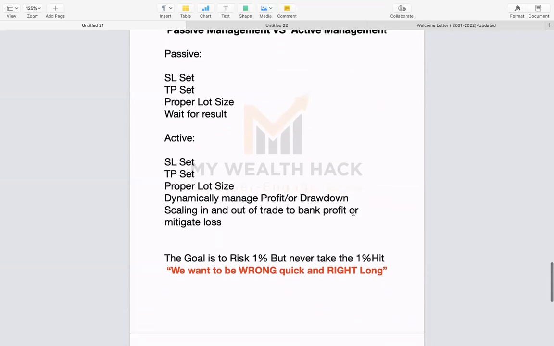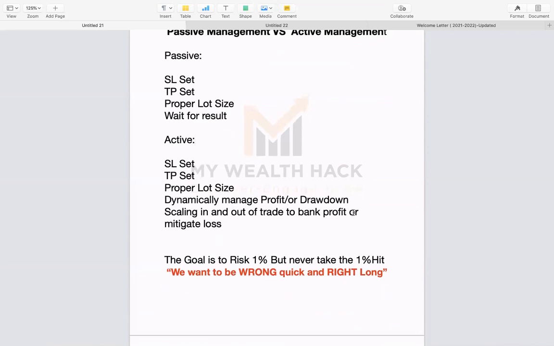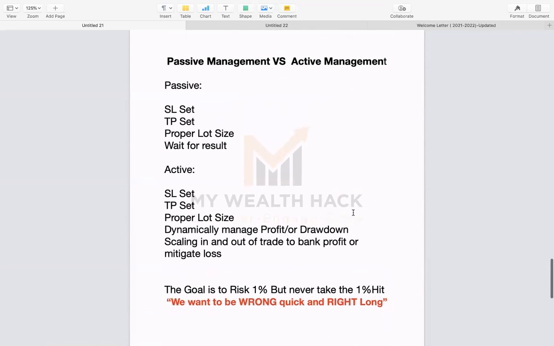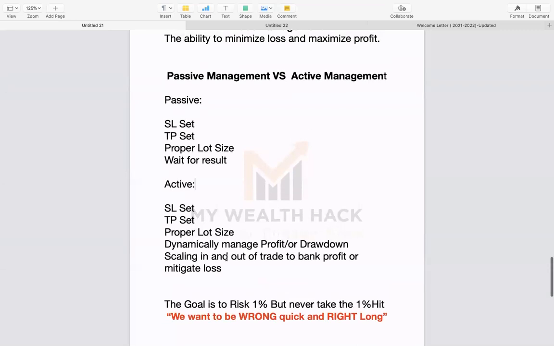I'm going to repeat this, guys, because this is very, very important. Both of these are the same until it gets here. We're going to dynamically manage our profit or our drawdown by scaling in and scaling out of a trade to bank our profit or to mitigate our loss. So let me show you an example of what I mean by this.